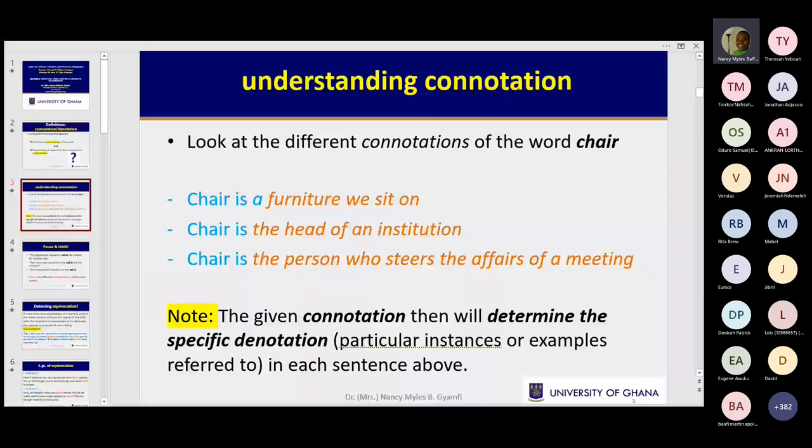If I define a bachelor as an unmarried adult male, I have given you one of its connotations, what it means. Based on that, you will call Kofi, Kwame, Kojo, the particular ones who are not married and are adult males, the denotation of bachelor defined as an unmarried adult male. So if you see on my screen, the given connotation will determine the specific denotation, that is, the particular instances or examples referred to.